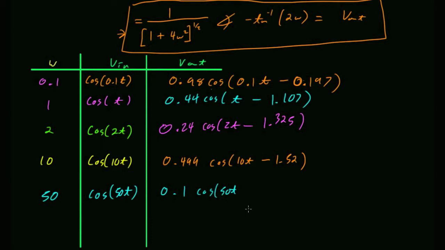Anyone else? The last one. You got the last one? Talk to me. 0.1? Yes. Count your decimal places. 0.10. No, it's not 0.10. There's no way it's bigger than this one. 0.01. That's what I got. Cosine 50t minus 1.56. Can we get a confirmation? We good? All right.